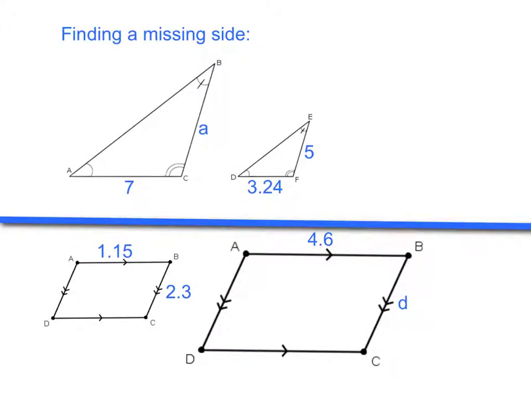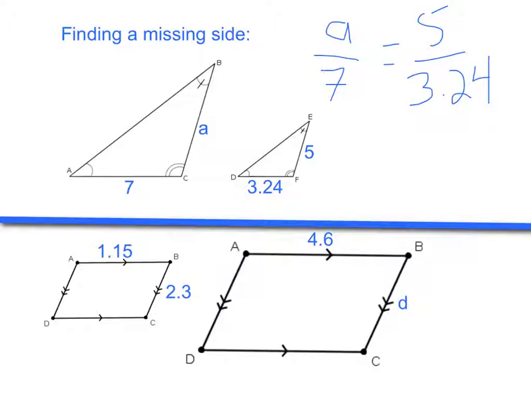We can also use what we know about similar figures to find a missing side. Looking at all three of our angles in our triangles, they are congruent, which means that the figures are indeed similar. We can now set up a proportion and find our missing side a. So we could set up a proportion as a over 7 equals 5 over 3.24. Since a corresponds with 5, a and 5 are in the same spot in both of our ratios.